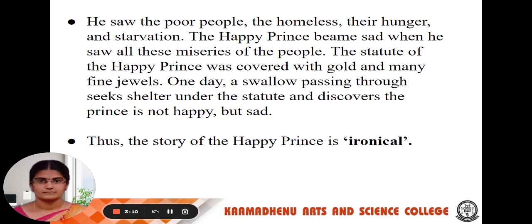The statue of the Happy Prince was covered with gold and many fine jewels. One day, a swallow passing through seeks shelter under the statue and discovers the prince is not happy but sad. Thus, the story of the Happy Prince is ironical.